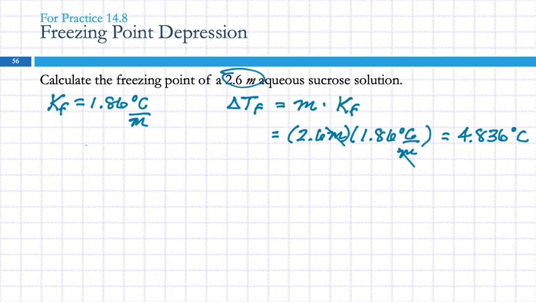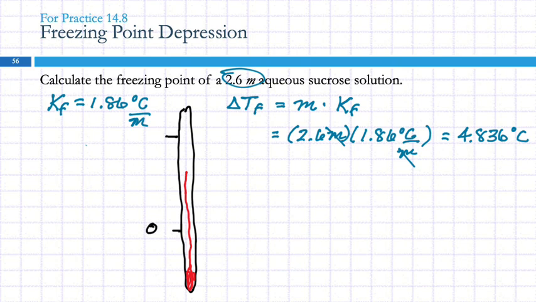That's the change in the freezing point. So this is the change in the freezing point. We need to know the freezing point of the pure solvent in order to calculate the new freezing point. And when we're dealing with negatives, sometimes it's helpful to draw a picture. This is a very bad picture of a thermometer. There's the alcohol up the middle, and here is 0, and here is 100.